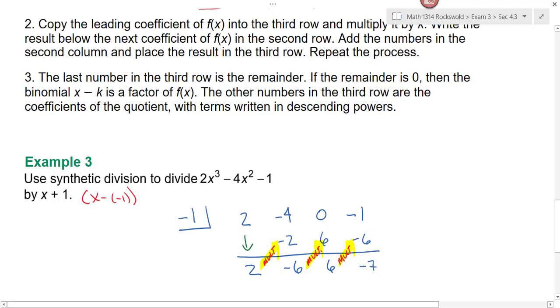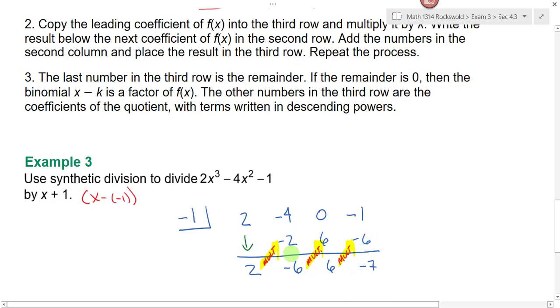Do you see what I just did there? I add the numbers going down the columns, but I'm multiplying negative 1 times the number here and putting the product here. Negative 1 times the number here, the product goes here. Negative 1 times the number here, the product goes there.